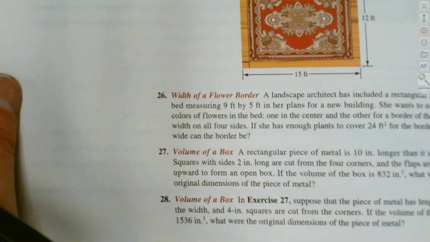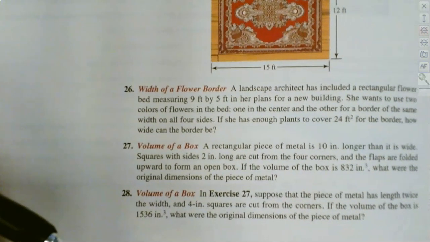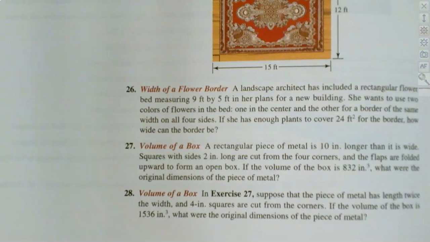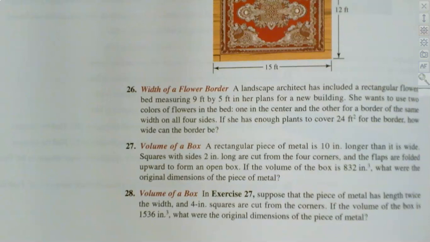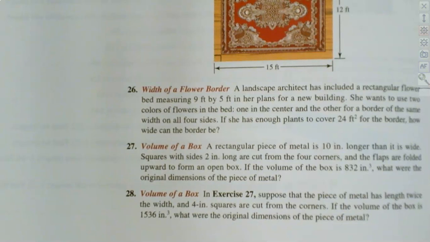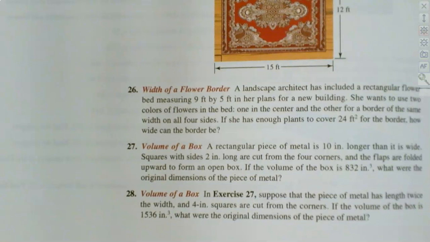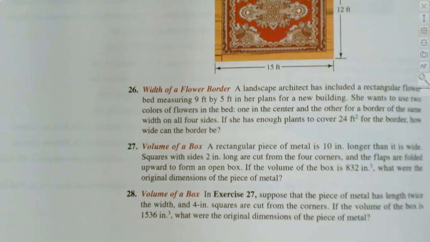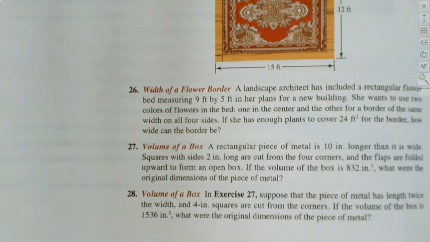So this is working with the volume of a box. A rectangular piece of metal is 10 inches longer than it is wide. Sides with 2 inches are cut from the four corners, and the flaps are folded upward to make an open box. The volume of that open box is 832 cubic inches. What were the dimensions of the original piece of metal?